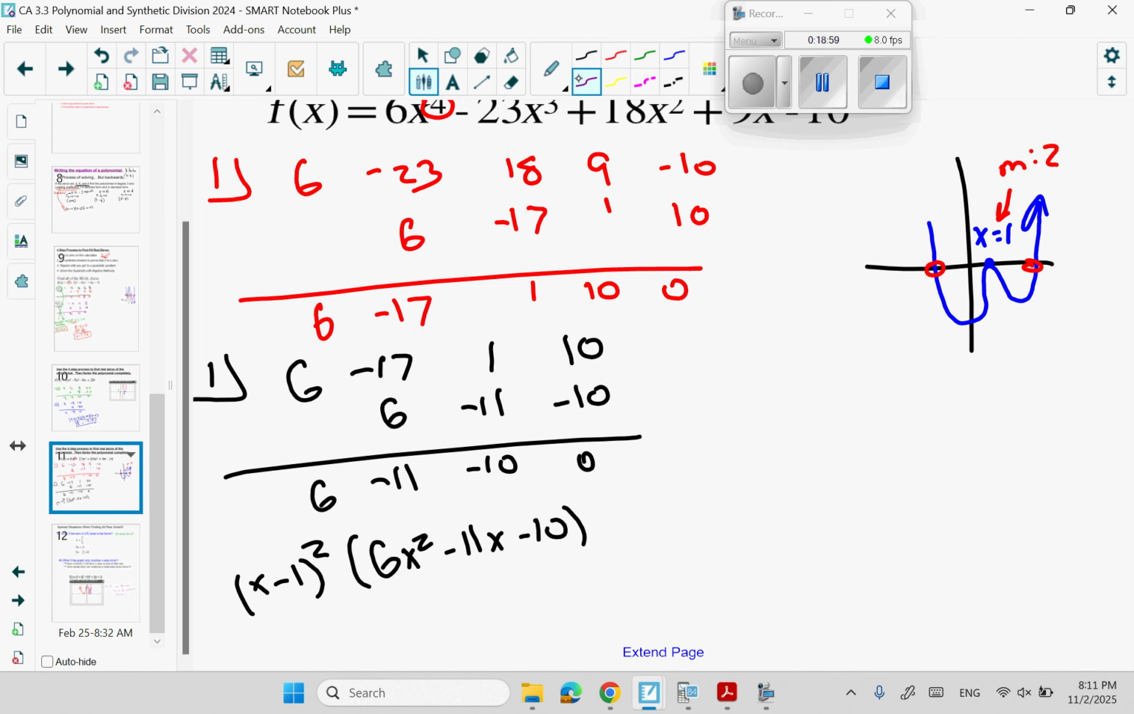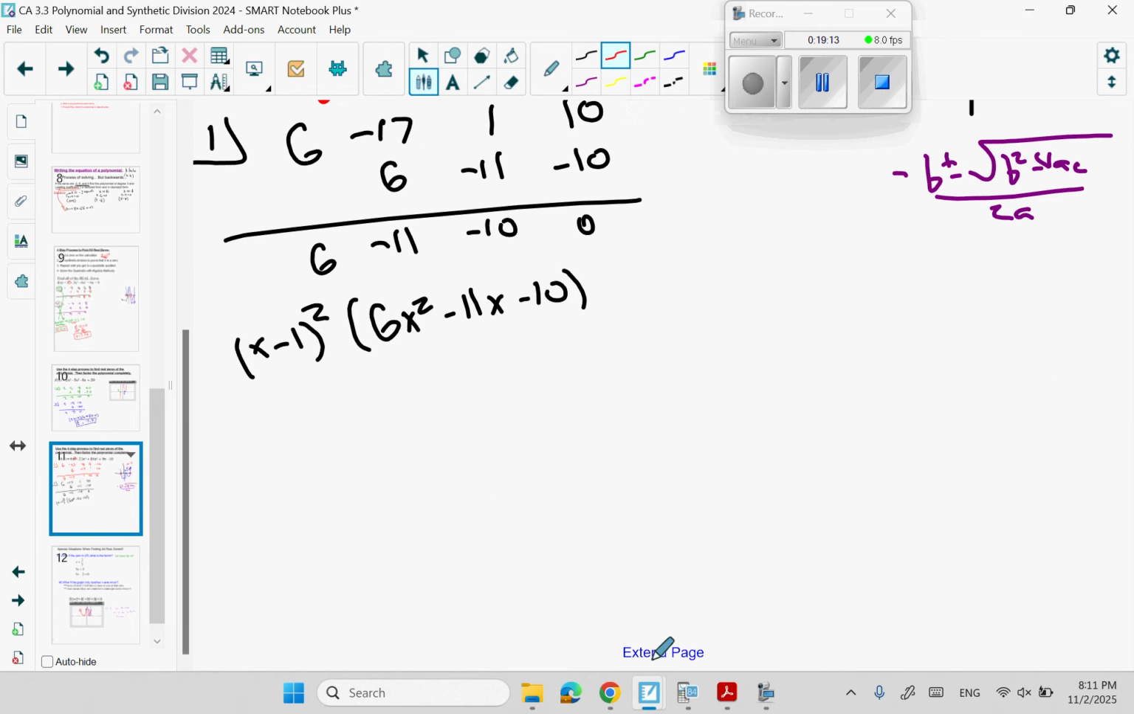And from here, I would try to factor this. So for me, I'd factor by grouping. You could also use the quadratic formula, -b plus or minus the square root of b squared minus 4ac, all over 2a. But I'm going to factor by grouping. So multiply my a and c terms. 6 times -10 equals -60. What multiplies to -60 and adds to -11? That sounds like -15 and 4 to me.